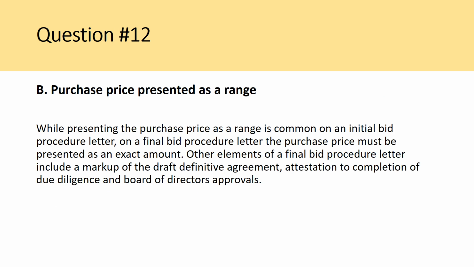So while presenting the purchase price as a range is common on the initial bid procedures letter, on a final bid procedure letter, the purchase price must be presented as an exact amount. Other elements of a final bid procedure letter include a markup of the draft definitive agreement, attestation to completion of due diligence, and board of directors approvals.